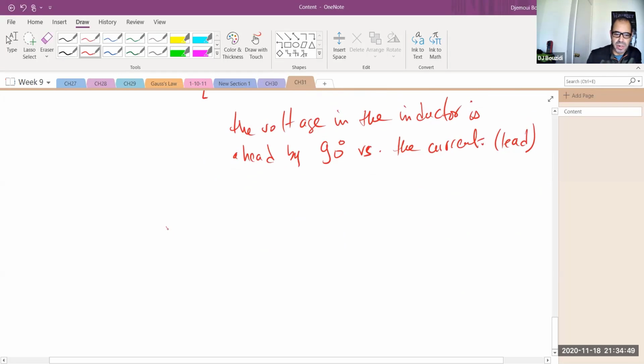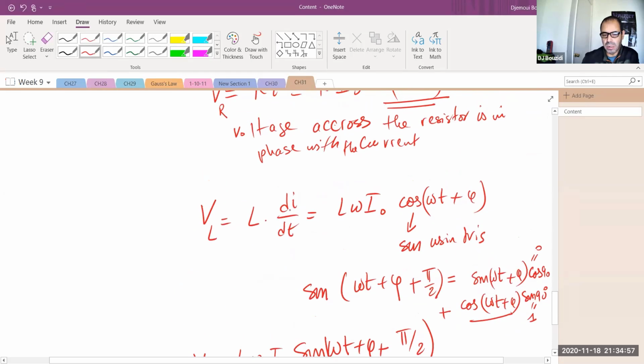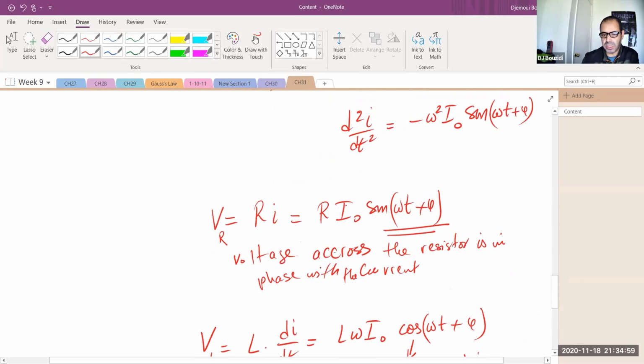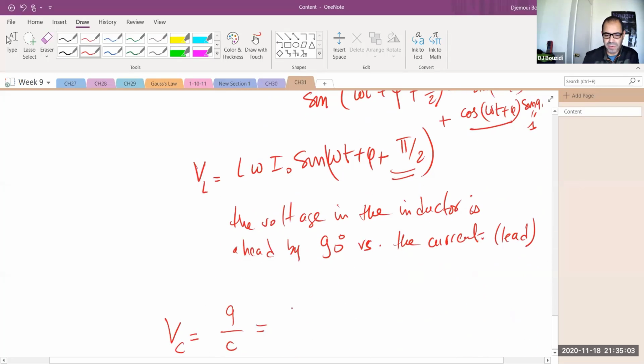For the capacitor, the voltage across the capacitor is the charge over C, and the charge is the integral of the current. Remember, the current is this expression, so I have to integrate it. So I have 1 over C, the integral of I naught sine of omega t plus phi dt.